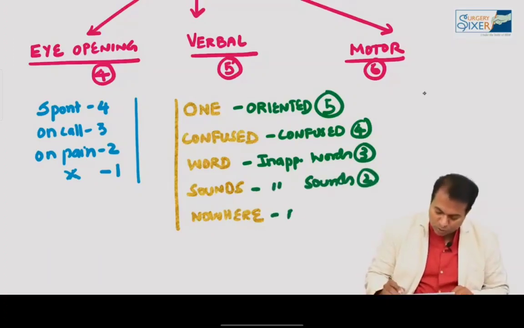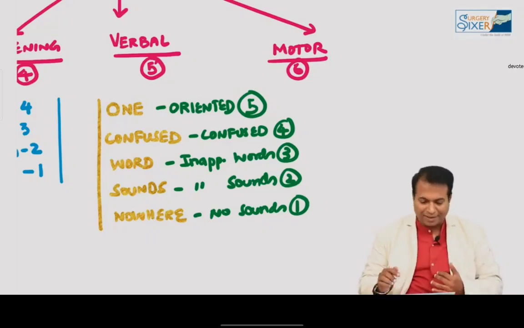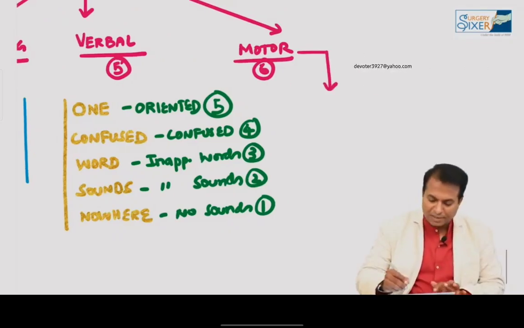Inappropriate sounds. No sounds. So this is 5, 4, 3, 2, 1. Verbal: one is confused, word, sounds, nowhere. Simple mnemonic. And similarly coming to motor response, I will take a simple, easy mnemonic.